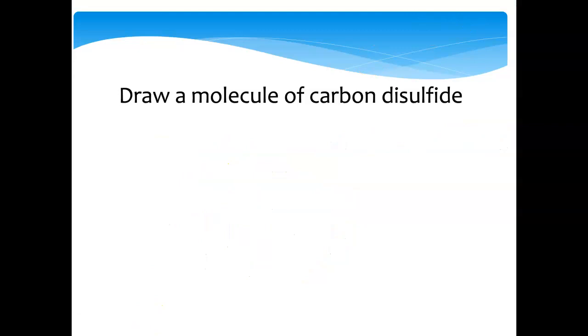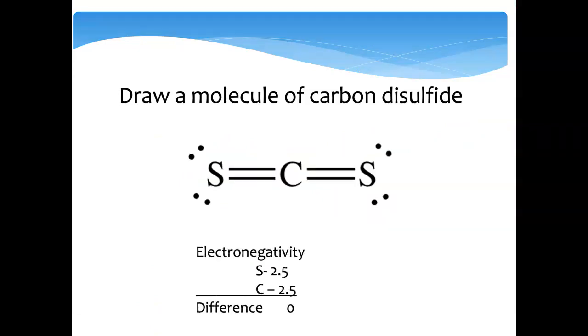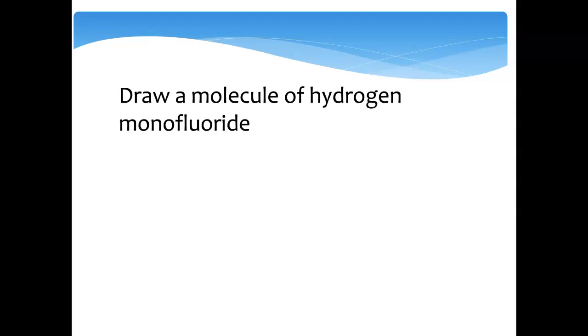Now I'm going to take a look at my electronegativity. Oh, wow. Carbon and sulfur both have the same electronegativity. That means they're going to be sharing these electrons evenly, so there is going to be no difference in sharing. That means this molecule has to be nonpolar. So hopefully you were thinking that as well. Let's take a look at another example.